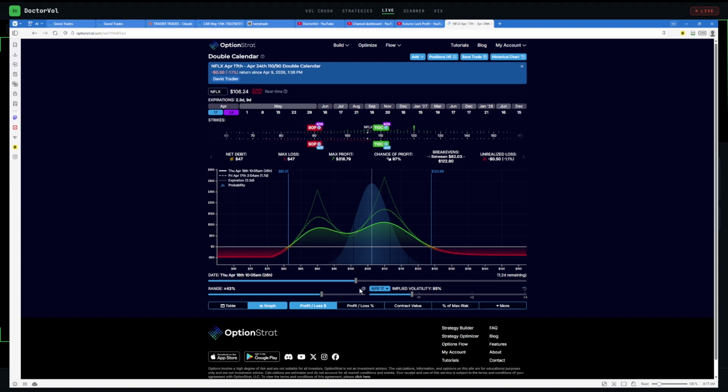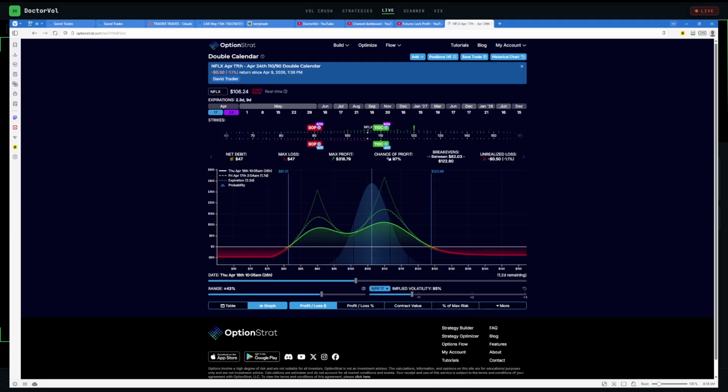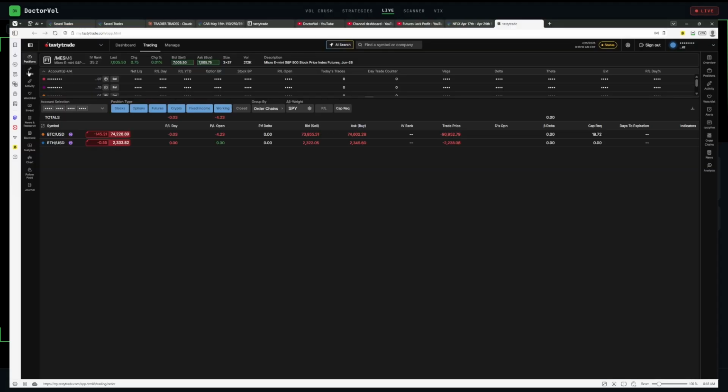Now here's the other thing. I entered this trade a couple of days ago, and my debit paid for this trade was $47. This is the maximum that I can lose no matter what for this trade. It's 47 bucks. Now let's say if you went into this trade today, let's go ahead and pull up the TastyTrade platform. And I just want to show you how this looks if, let's say, you went into this trade today.